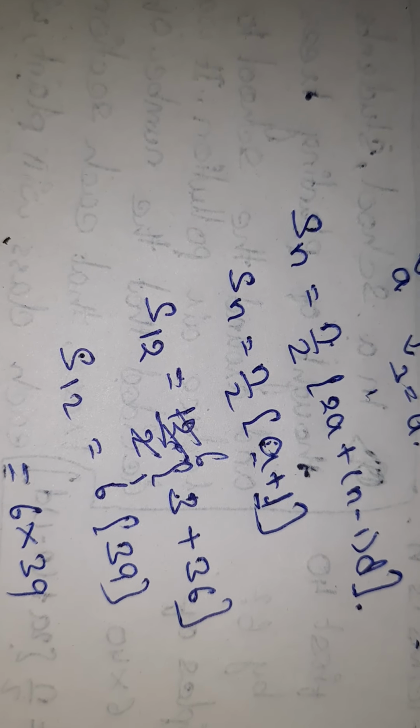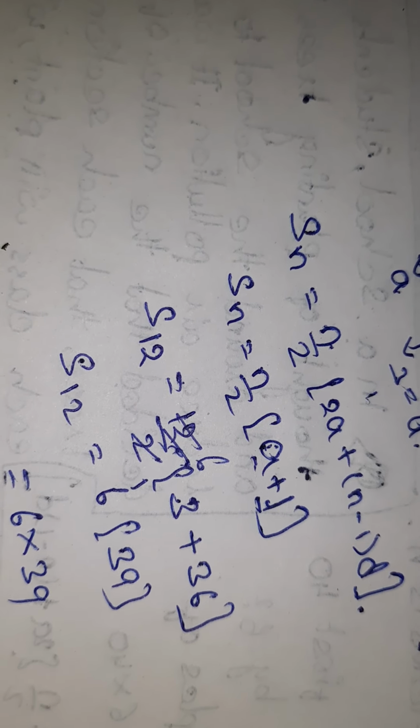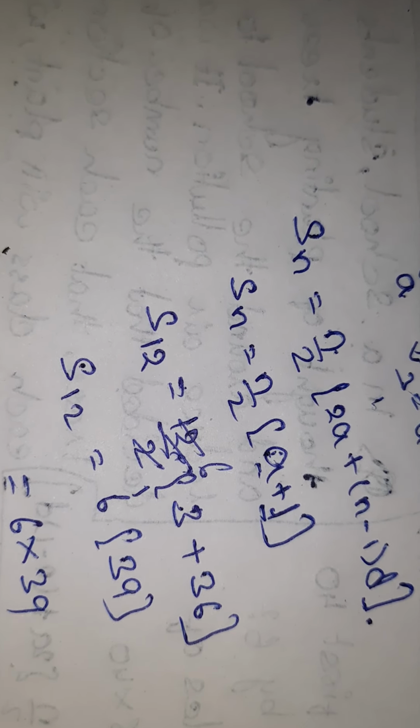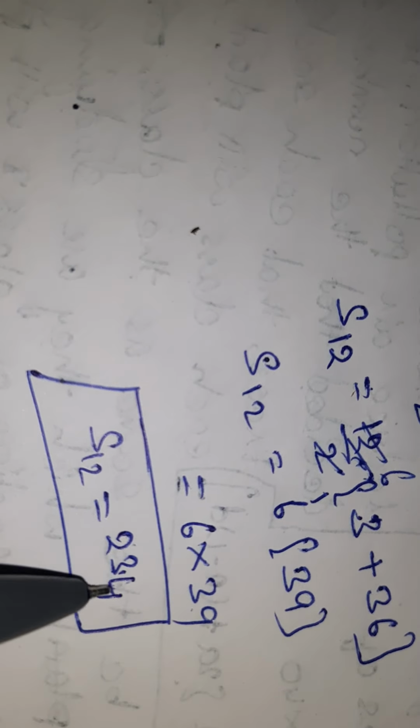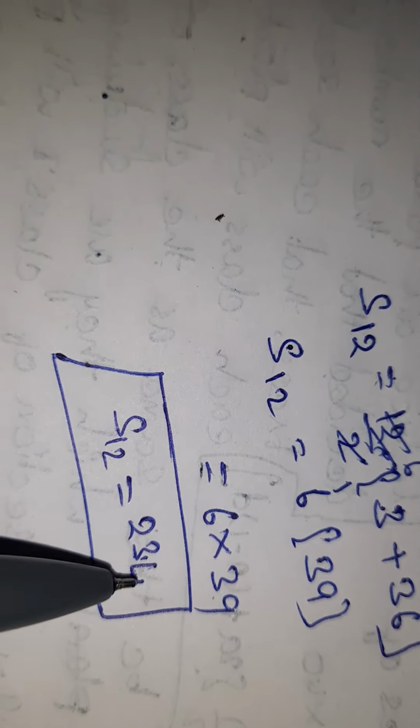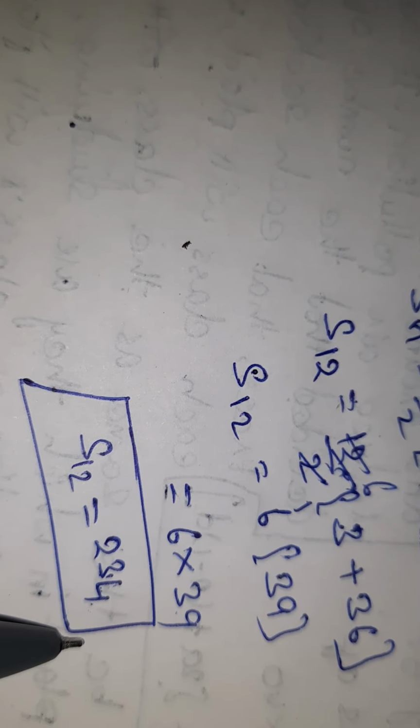6 times 9 is 54, 6 times 3 is 18, 18 plus 5 is 23, so 234. The total trees planted by the students are 234, right?